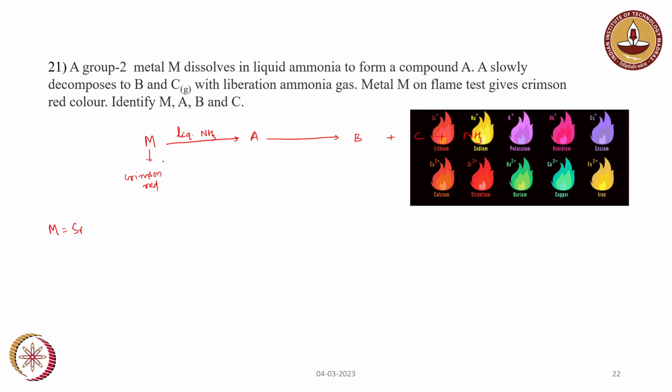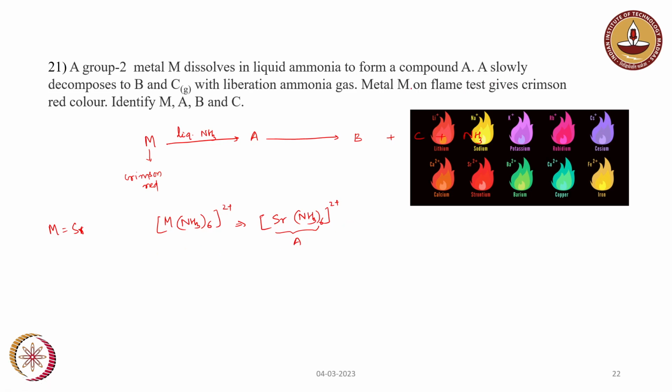And when metal, that is group 2 metal, dissolves in liquid ammonia, it forms hexacoordinated ammonia complex. So that will be M(NH3)6 2+. This will be the complex, and we know the central metal, so it will be complex of strontium. So this is A.